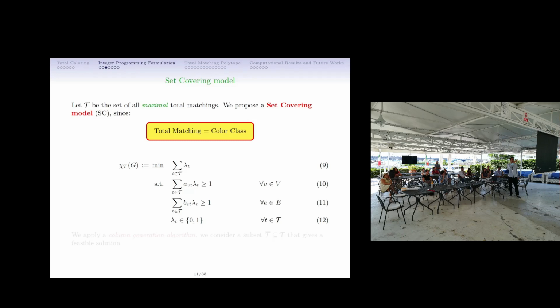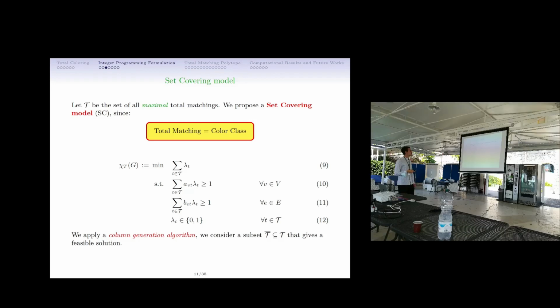But the number of constraints here is very large, and so we want a column generation algorithm, in the sense that we can add columns, so new variables, to this type of problem one at a time. So we can consider a subset of feasible total matchings that gives us a feasible starting point for that model.